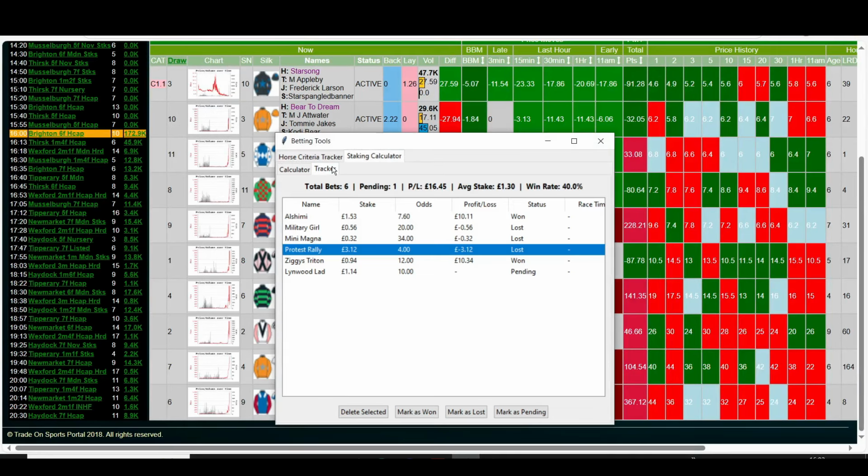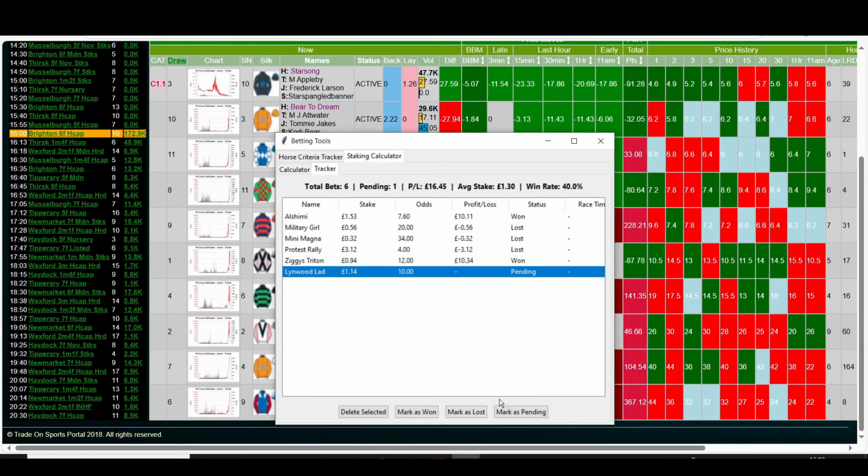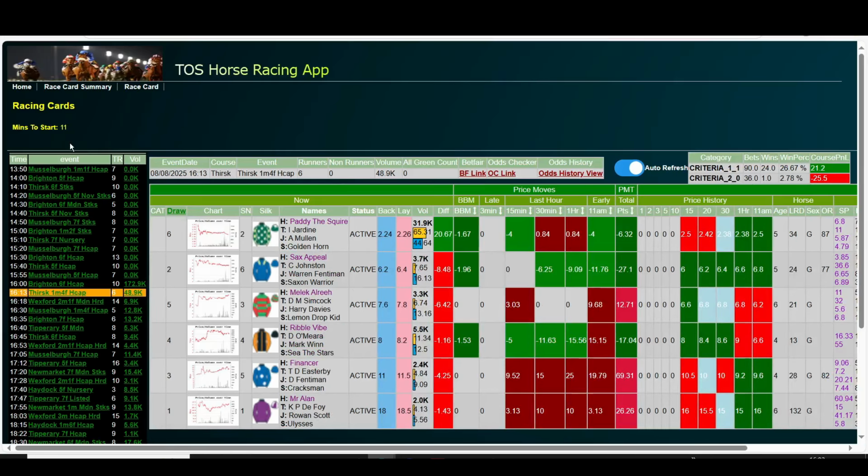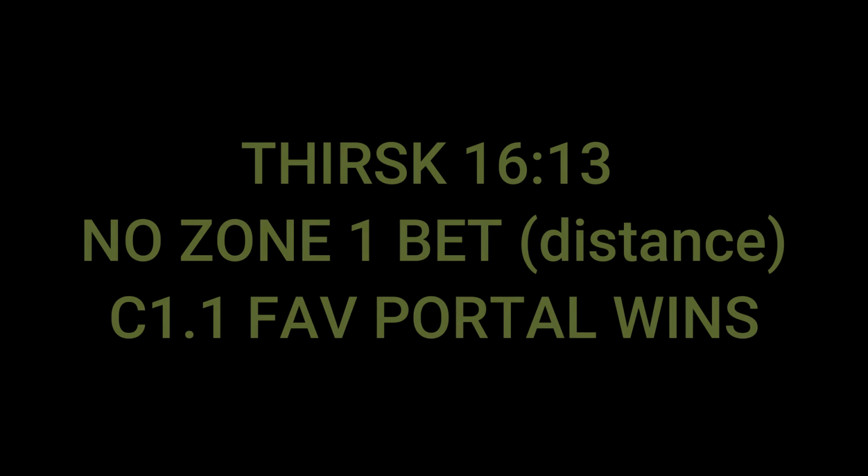And if we go into tracker here, we just basically delete it because it wasn't a bet. So another good example of how it can catch you out when you've got a horse on 10s, especially if they're going to be a zone 2 bet, and it crept into zone 1, so we cancelled the bet. It finished nowhere, and we move on to Thirsk, a mile and 4, so this is only going to be zone 2, and 3 bets here.